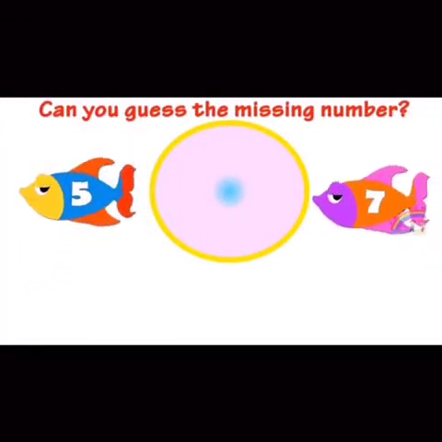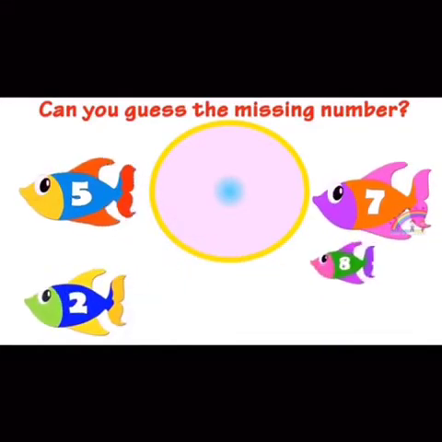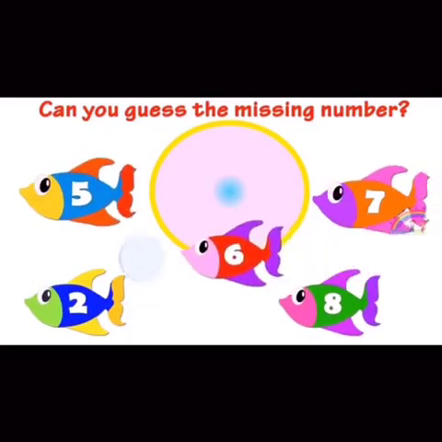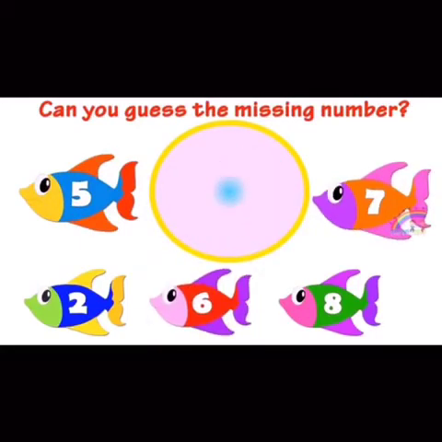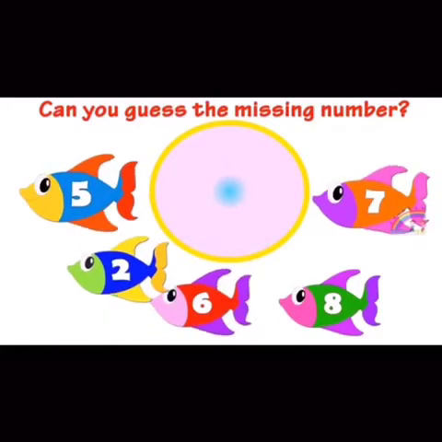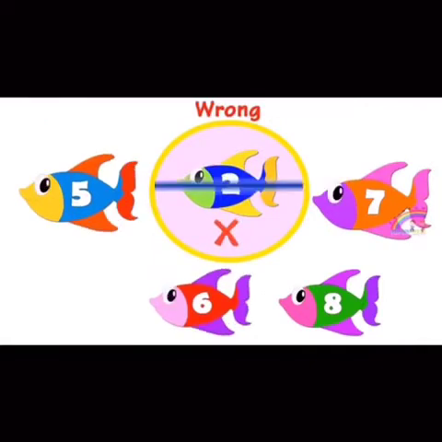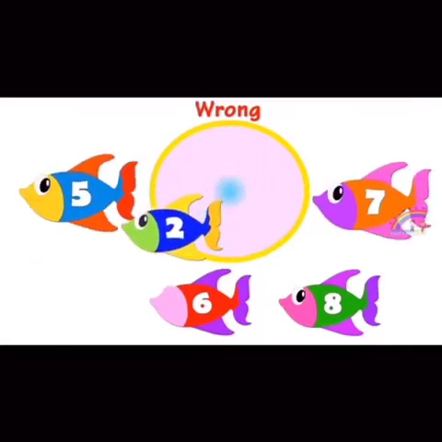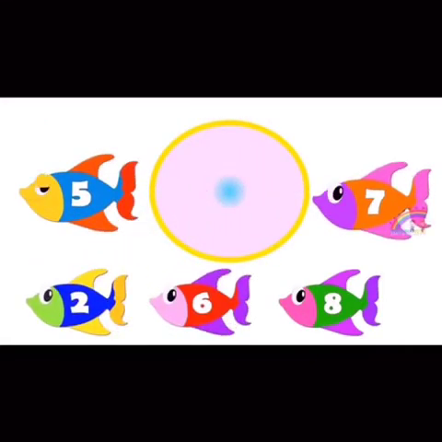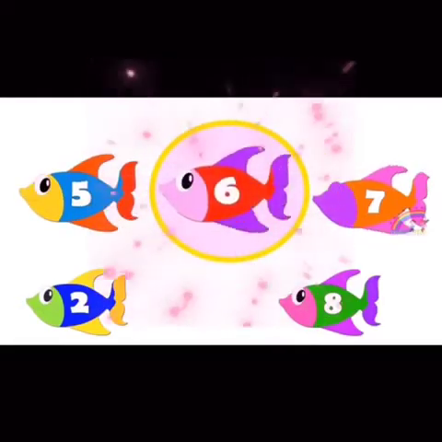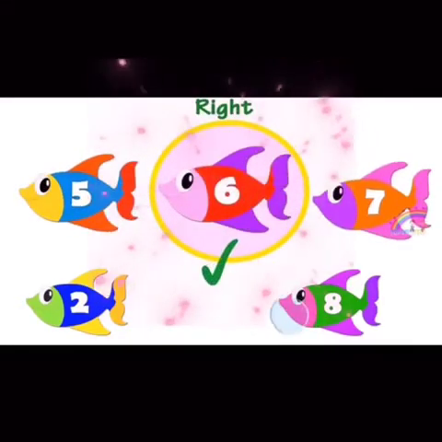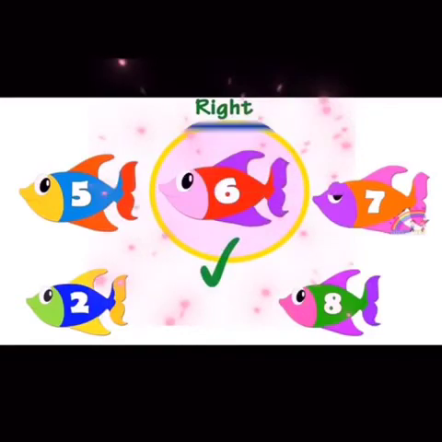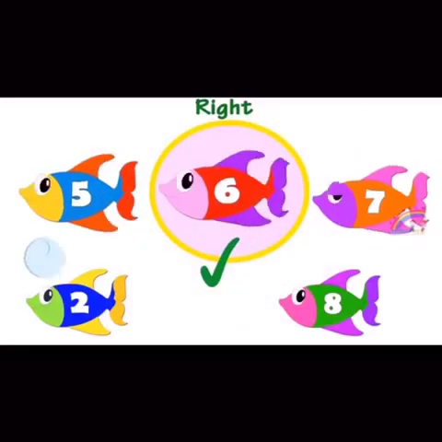Children, look at this video. What do we have here? A fish with number 5 and number 7. Can you guess the missing number, children? Is it 2? No, it's wrong, children. What number comes after 5? Is it 6? Yes, correct. 5, 6, 7. Very good.